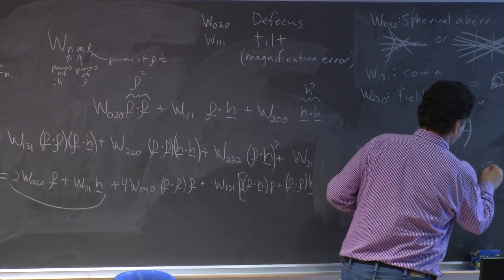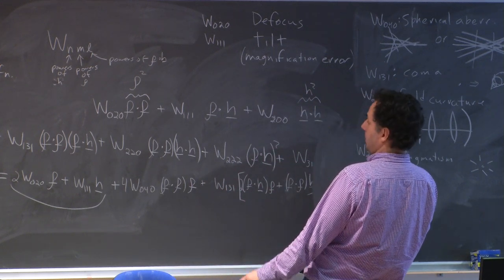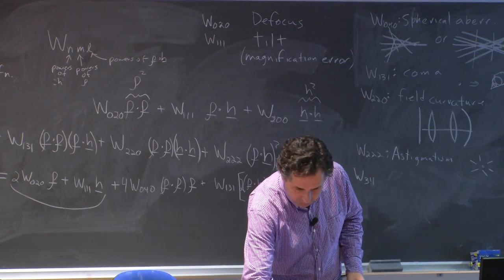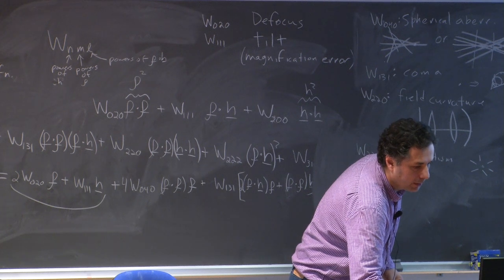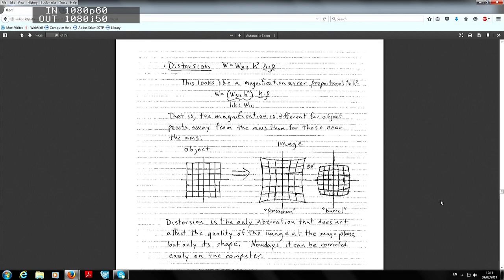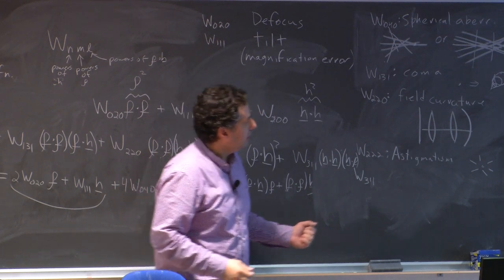Finally, we have W. 3, 1, 1. Okay, this thing is doing things on its own. Stop. And this one, 3, 1, 1, which I erase here, which is h dot h, h dot rho, this does what you were saying.